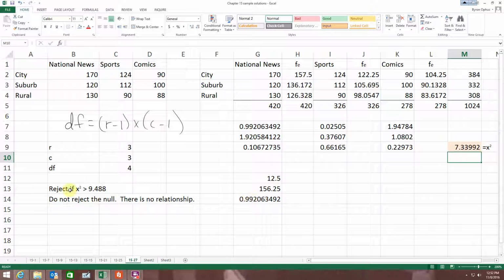7.33992. Is that greater than? No. It's not greater than. So I do not reject the null. In this case, the null, stating these again is always kind of funky.